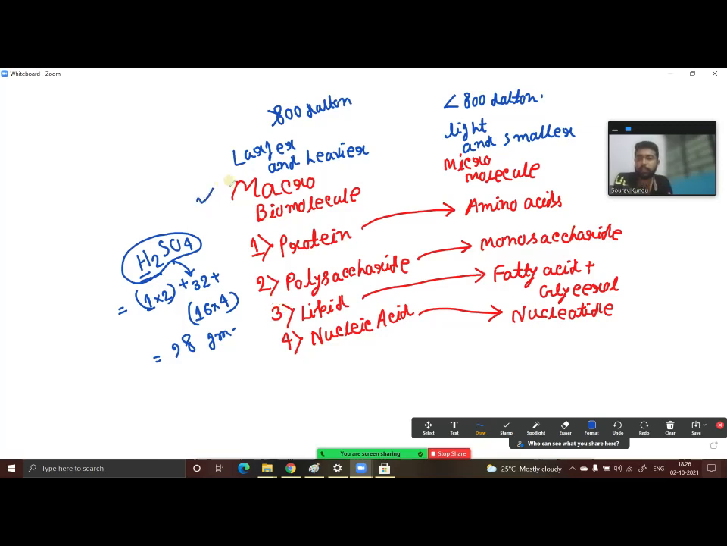Now we have completed the differences regarding macroform and microform. Now we will be going for an in-depth understanding of protein structures. So if we say the protein part, then we will be going for this.